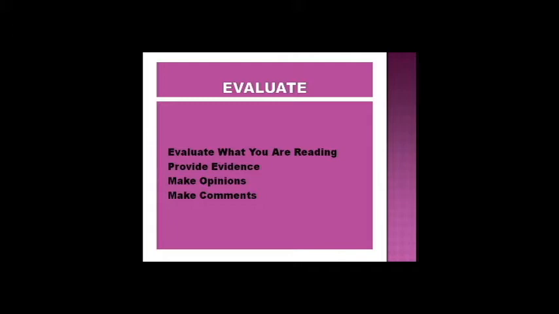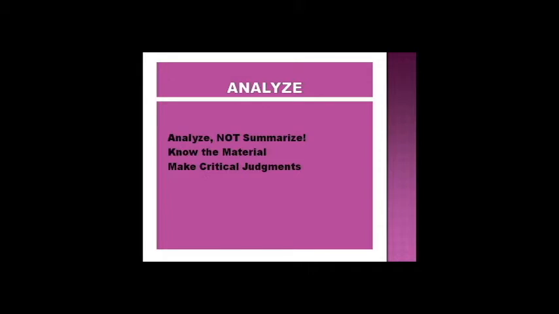Evaluate. Evaluate what you are reading. You are going to have to provide evidence, make opinions, and make comments, so be sure to know what you want to say. Analyze. Now that you have read and examined the right criteria for your paper, you must be able to analyze instead of summarize the material. This is critical. You cannot simply say the temperatures are increasing around the planet. You have to be able to say why you think this is so. You cannot just summarize the story of Malcolm X's interest in literacy. You have to analyze why this is a critical element in his literary achievements.